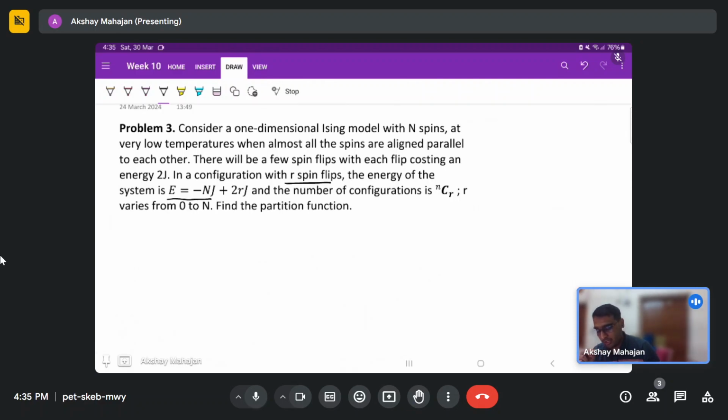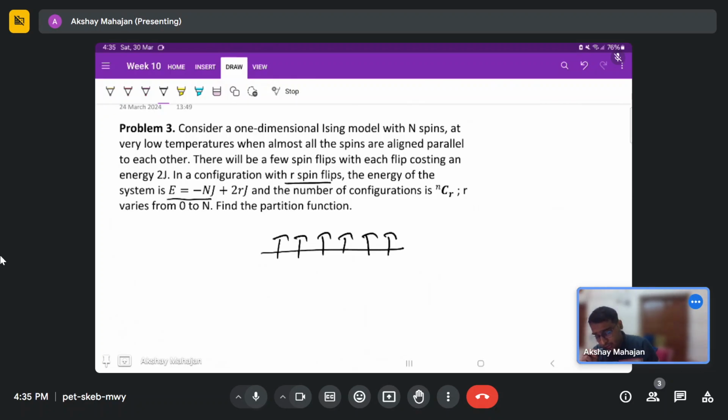In problem number 3, we have to consider a one-dimensional Ising model with n spins at very low temperature. So we have a ferromagnetic kind of case, a 1D case where all the n spins are configured parallel to each other, at a very low temperature.